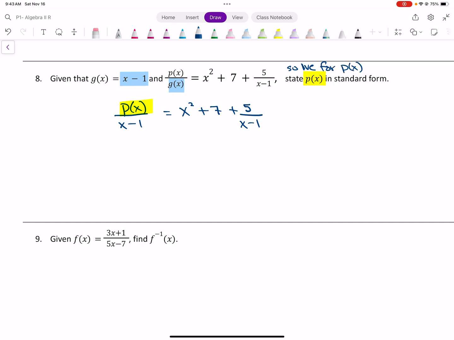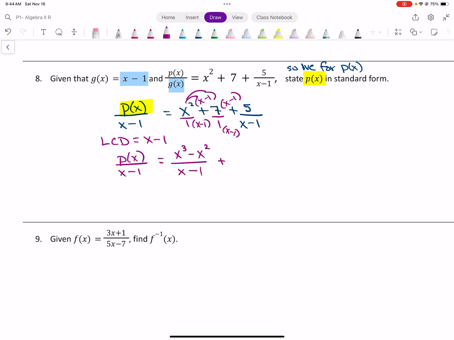Now, I see some fractions here, so if we go back to one of our earlier units, if you put everything over 1, you can get an LCD. My LCD is x minus 1. So that first x squared needs the x minus 1 on the top and bottom. Same thing with that 7, it needed the x minus 1 on the top and bottom. So technically what we have is p of x over x minus 1 equals, distribute, you get x cubed minus x squared over x minus 1. Distribute, you get 7x minus 7 over x minus 1. And that back 5 already had the x minus 1, so we don't have to do anything to it.